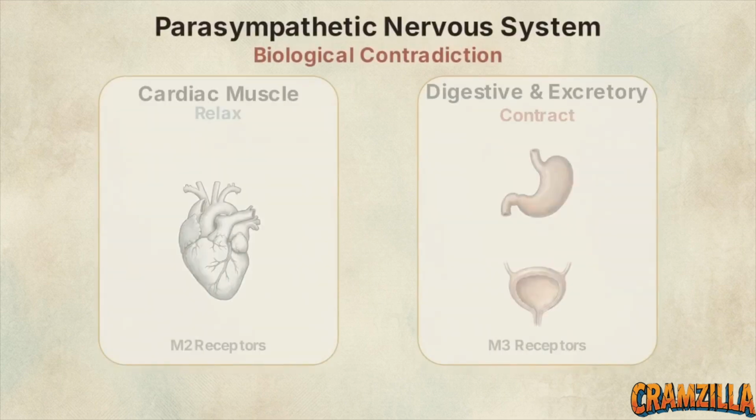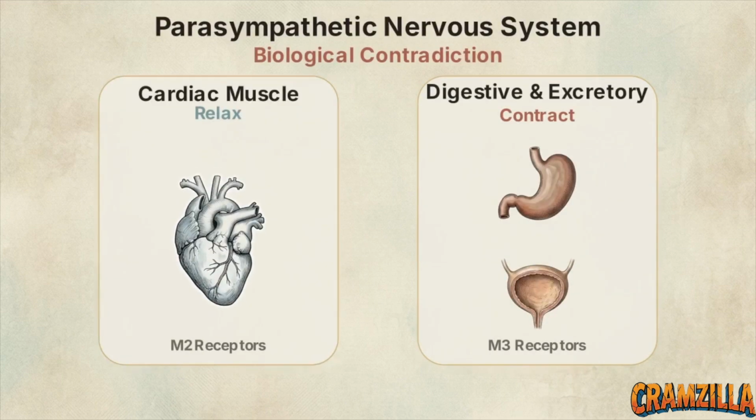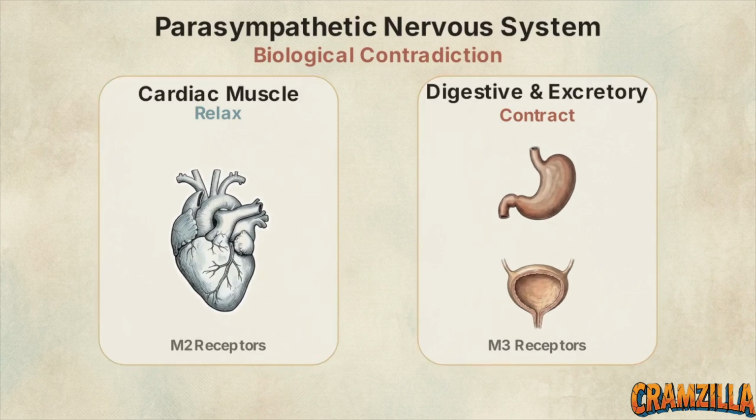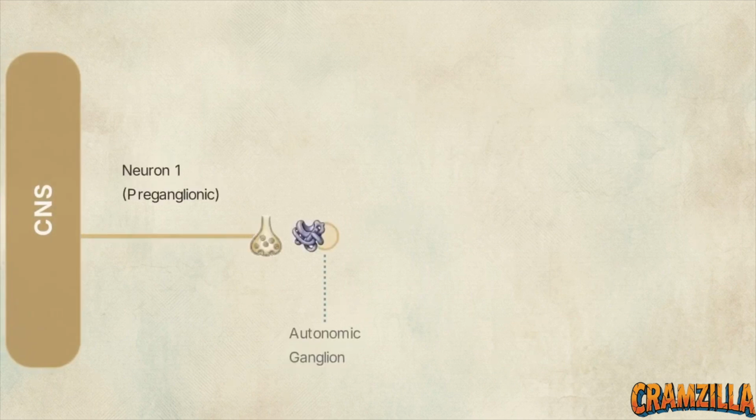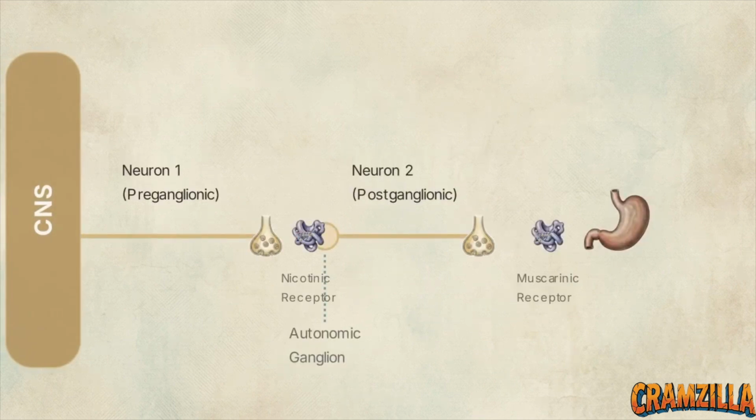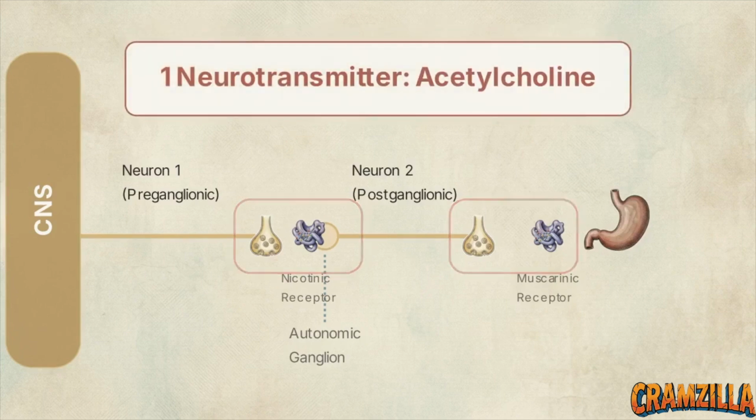Executing that mandate requires a biological contradiction. The system has to command cardiac muscle tissue to relax while simultaneously forcing bladder and intestinal muscle tissue to contract. To manage these opposing commands across the entire human anatomy, the body relies on a highly conserved circuit. It uses exactly 2 neurons in sequence, communicating via a single neurotransmitter.